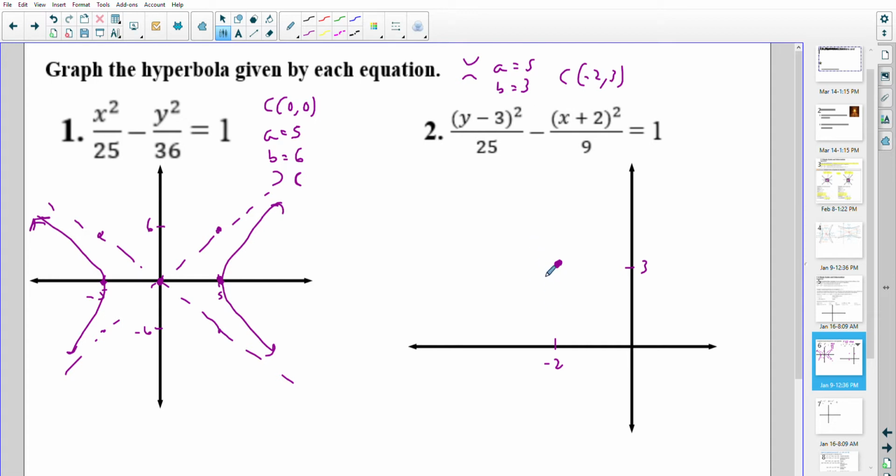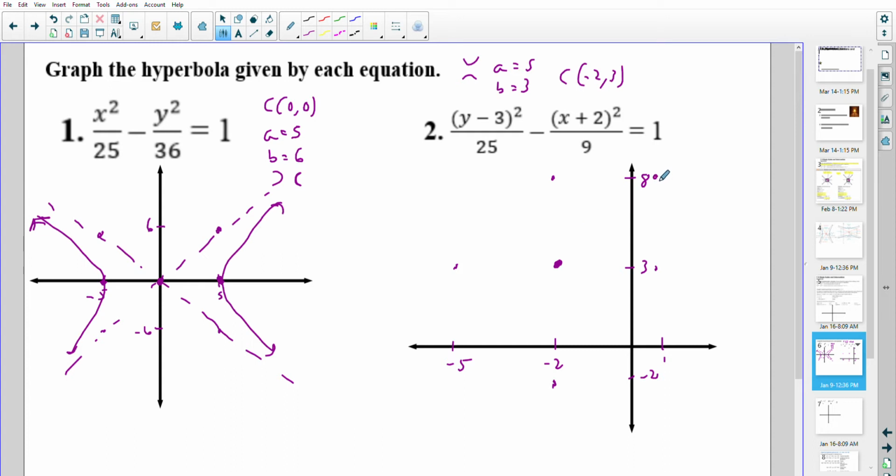A graph without points is going to be meaningless. And so now my A is going to go up and down from here. So it's 5 units up and 5 units down. So it's 8 and -2. So that's going to be this point and this point. I'm working on that box. And my B is 3. So it's going to be here, 1, and -5.